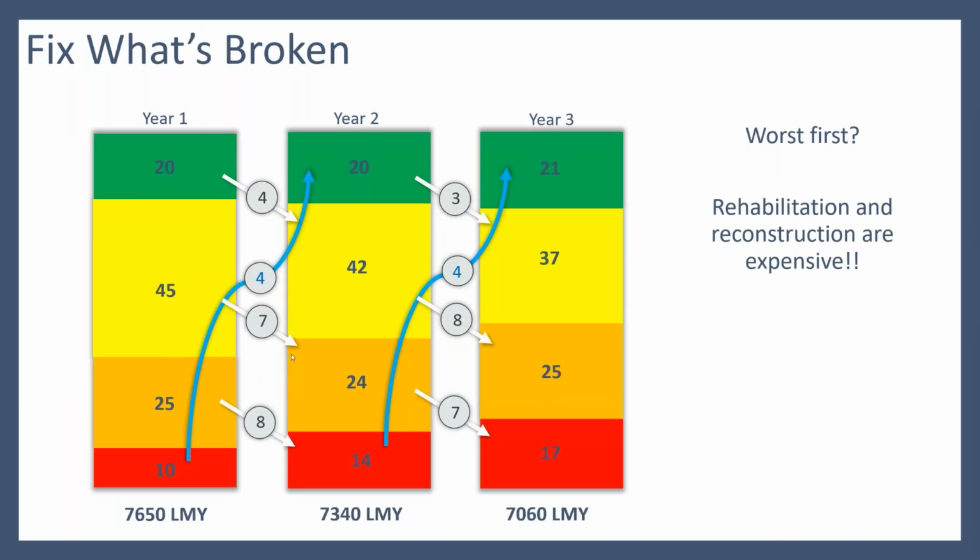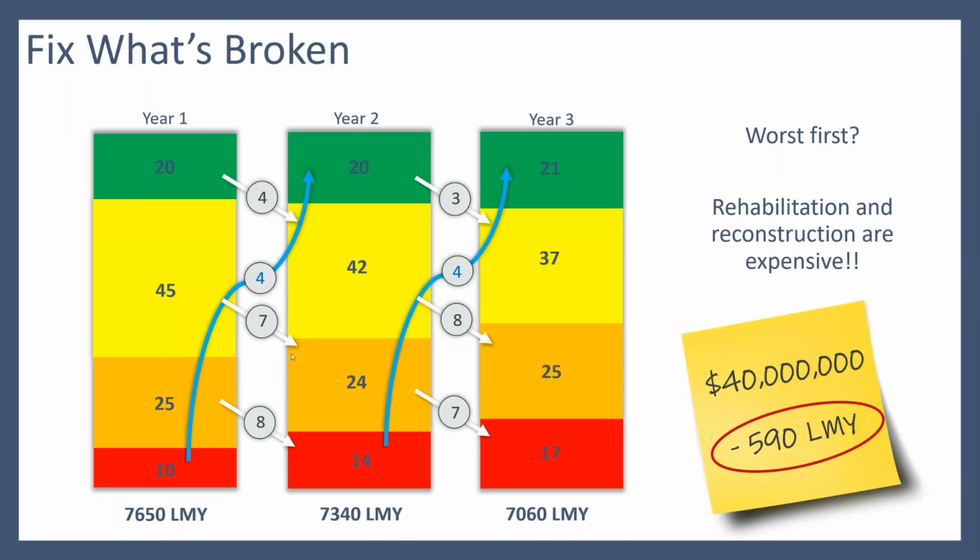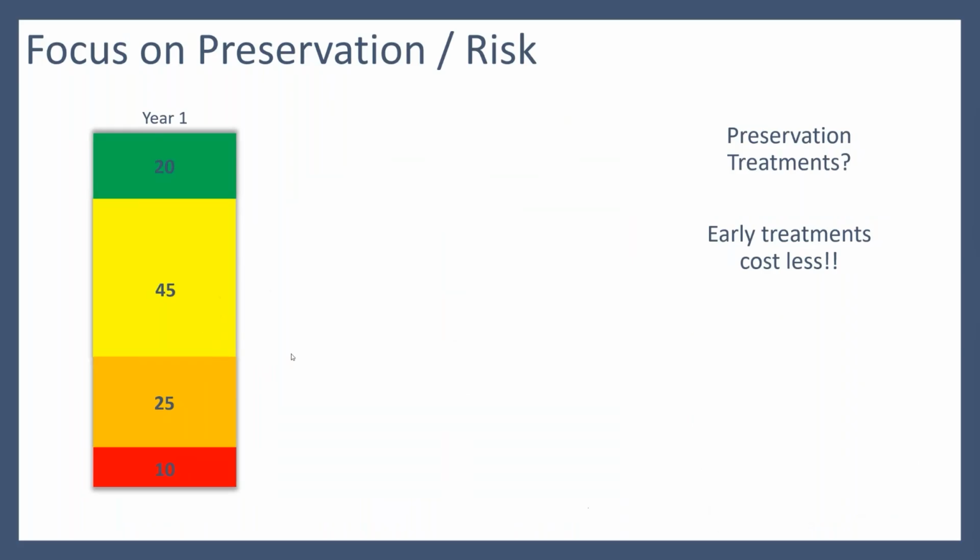Okay, what about the remaining service life of the network? Well, I've gone from 7,650 down to 7,060. So I've still lost, but not nearly as much as I lost by doing nothing. But I had to spend a whole bunch of money because the kinds of projects that I did were the most expensive type. So I spent a lot of money and still lost overall value.